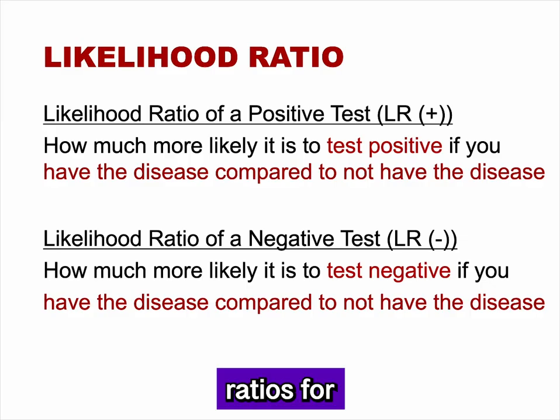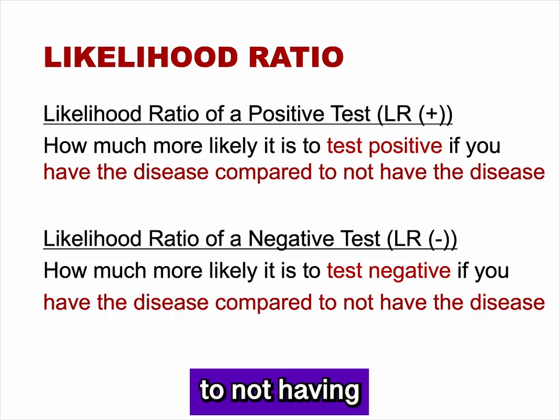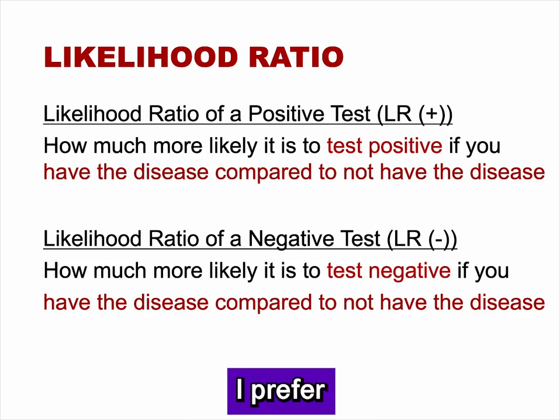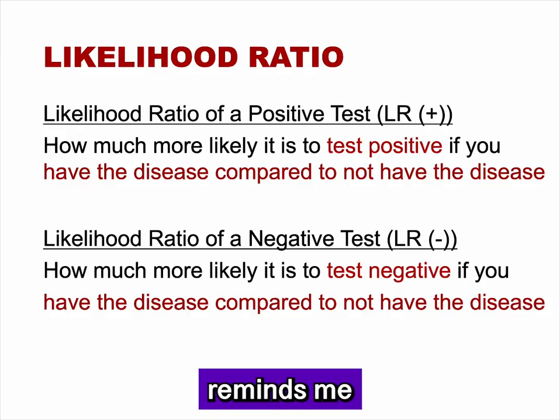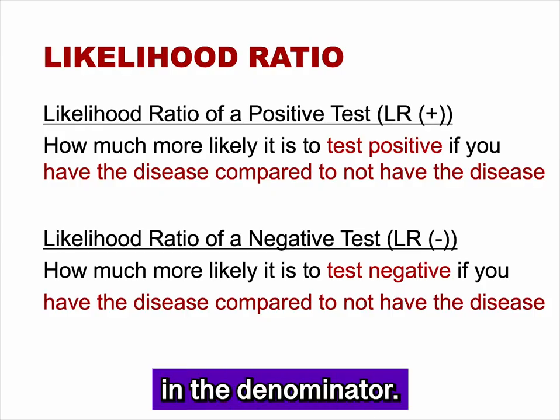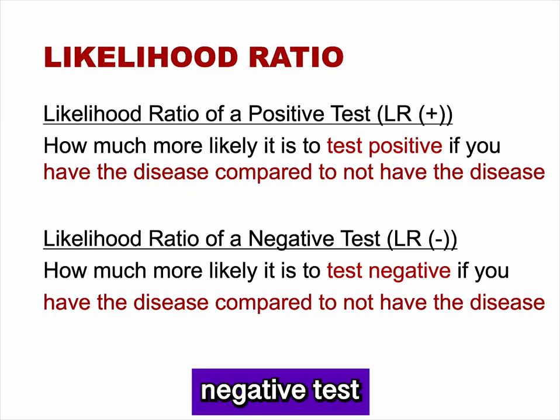There are two likelihood ratios for dichotomous test results. I prefer the term likelihood ratio of a positive test rather than positive likelihood ratio because it reminds me that a positive test is in the numerator and in the denominator. The likelihood ratio of a positive test is how much more likely it is to test positive if you have disease compared to not having the disease. I prefer the term likelihood ratio of a negative test rather than negative likelihood ratio because it reminds me that a negative test is in the numerator and in the denominator. The likelihood ratio of a negative test is how much more likely it is to test negative if you have disease compared to not having disease.